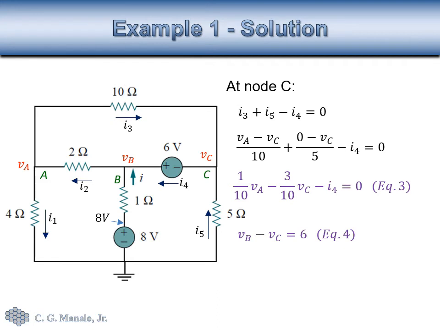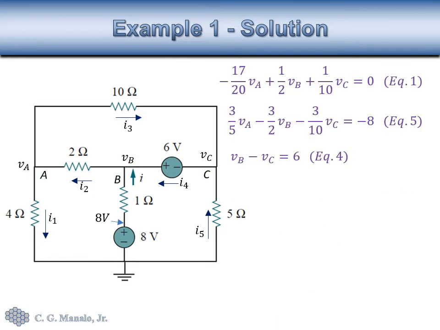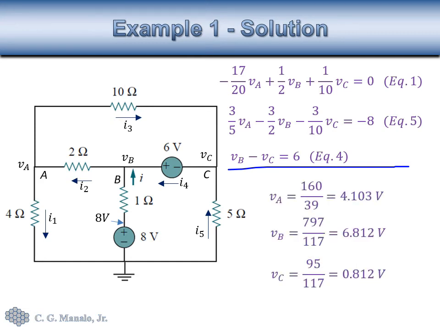So we can solve the problem now because we have four equations for nodes. Now we can start by eliminating I sub 4, and we could do that by adding equations 2 and 3. If we do that, we get this equation. And collecting all the equations, 1, 5, and 4, we now have a three equation, three unknown problem, and we can solve for the potential voltages. So that would give us these results.